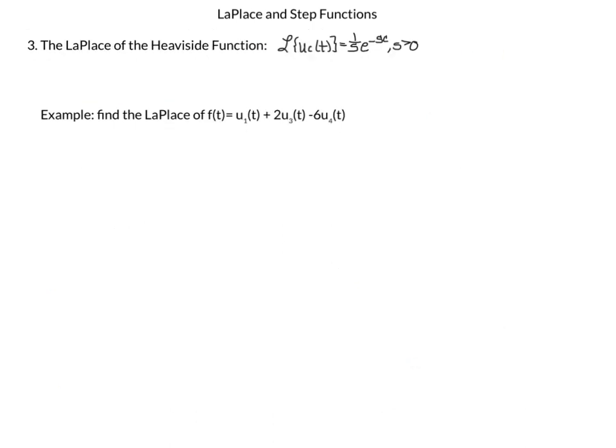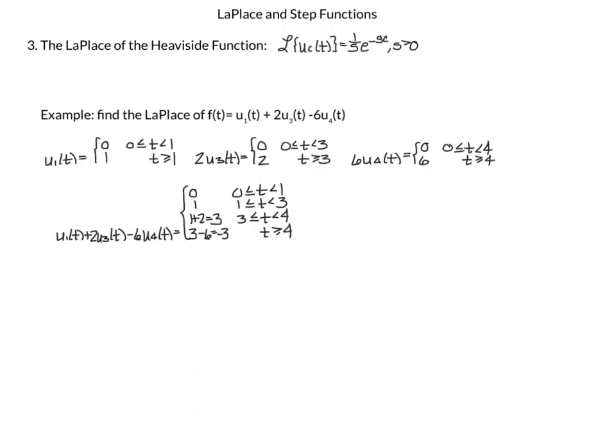Our next example is: find the Laplace transform of f of t equals u1 of t plus 2u3 of t minus 6u4 of t. You can just plug this directly into our formula for the Laplace transform of the Heaviside function, but I also wanted to get a sense of what this function looked like. So u1 of t is equal to 0 up until 1, and then it switches to 1. Our u3 of t is equal to 0 and then it switches to 1 at t greater than or equal to 3, but we also multiply it by 2. So it's 2 times 1, which is 2, for t greater than or equal to 3. And then our 6u4, so once we switch at t equals 4, we get 6.